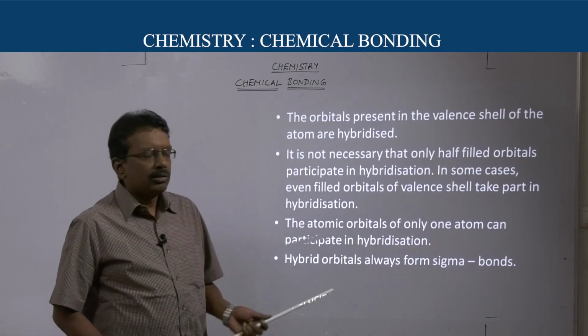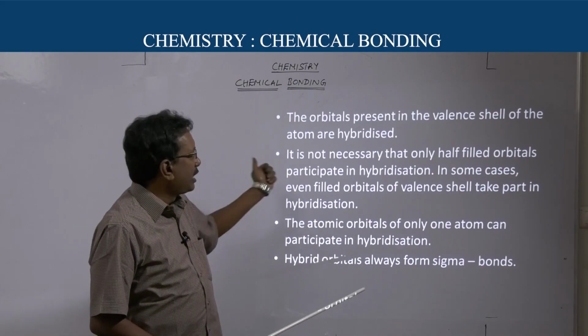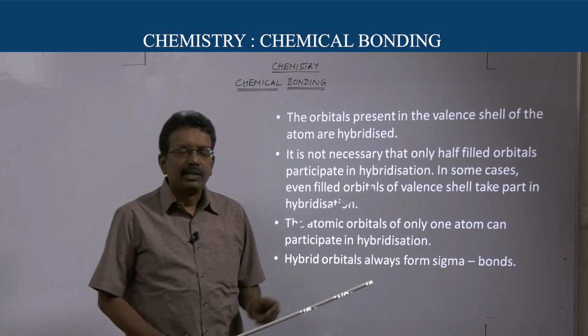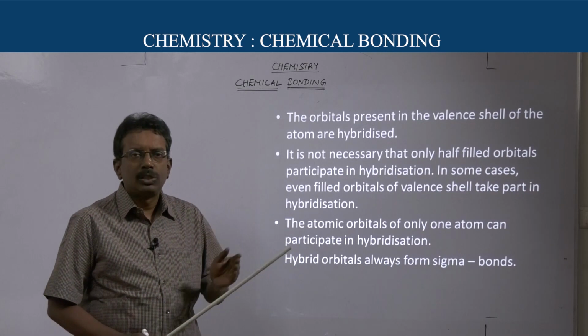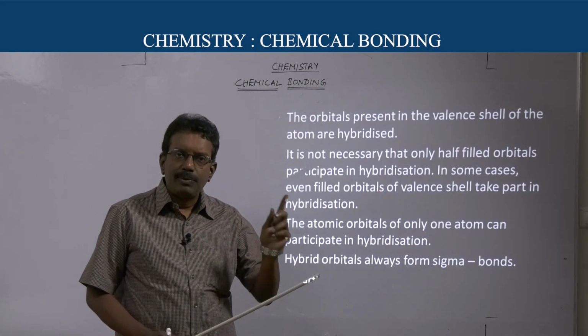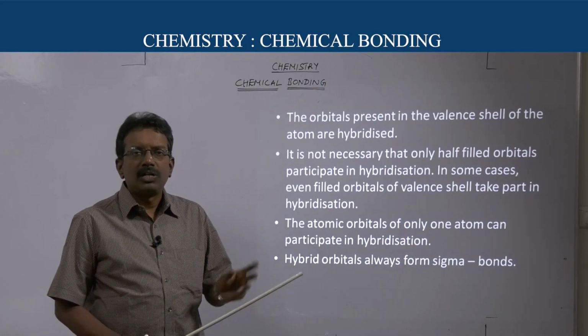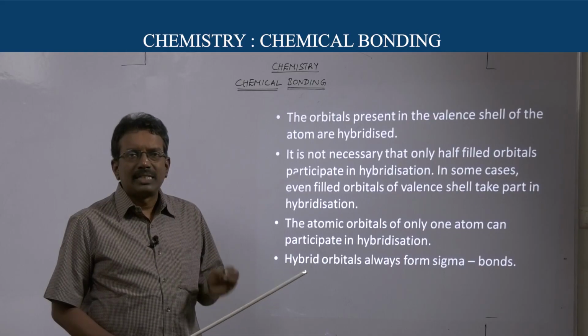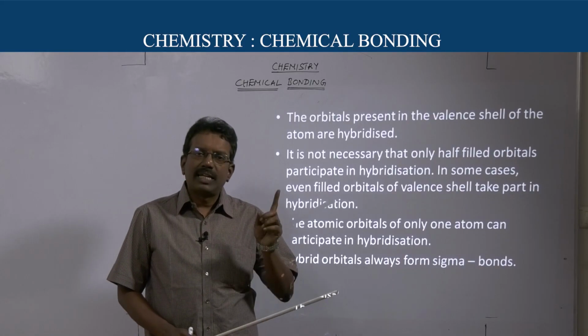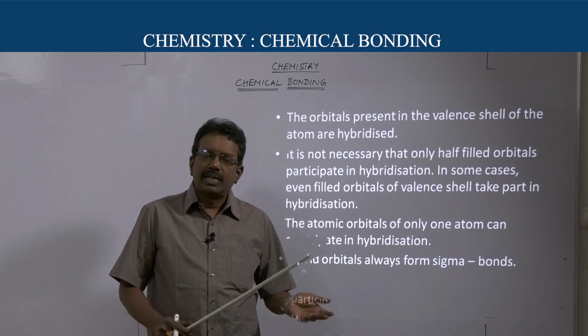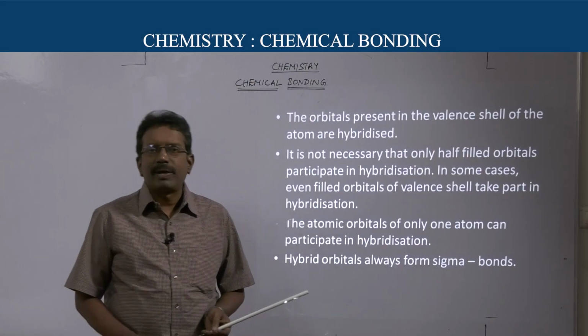Next, if you observe in the beginning postulate, I told that these hybrid orbitals form most effective bonds, most stable bonds when compared to pure atomic orbitals. And in addition to that, one more conclusion is these hybrid orbitals always form sigma bonds. But in the case of pure atomic orbitals, they can form sigma bonds as well as pi bonds.